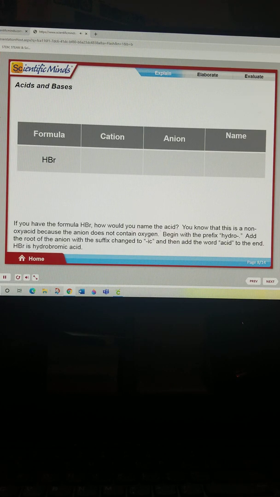If you have the formula HBr, how would you name the acid? You know that this is a non-oxy acid because the anion does not contain oxygen. Begin with the prefix hydro. Add the root of the anion with the suffix changed to "ic," and then add the word acid to the end. HBr is hydrobromic acid.